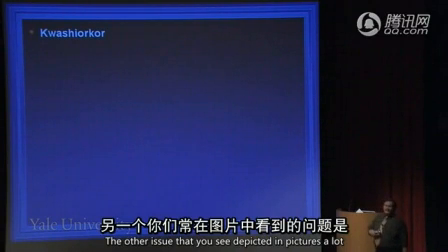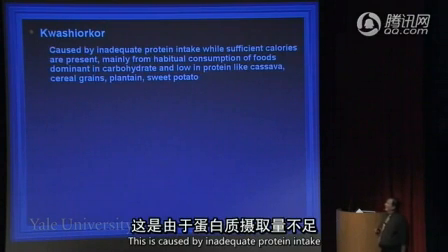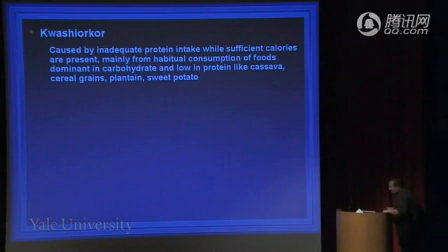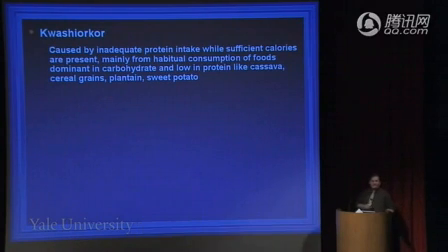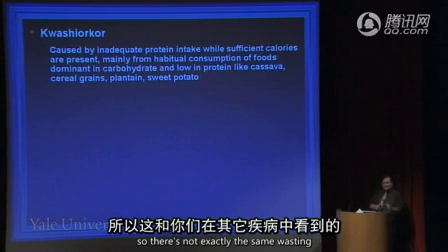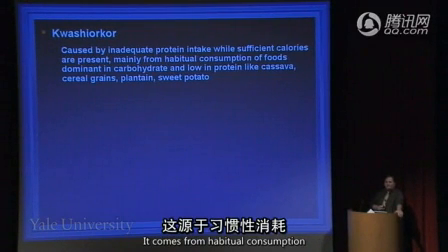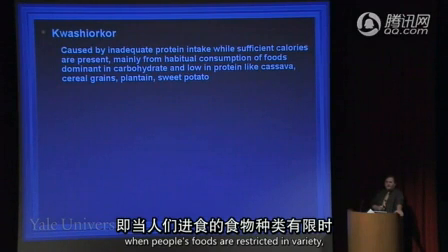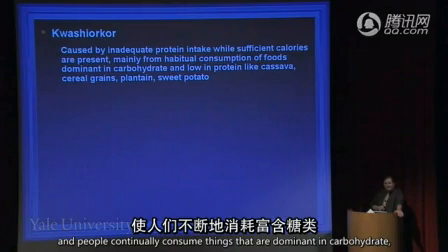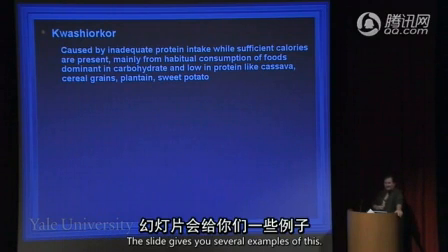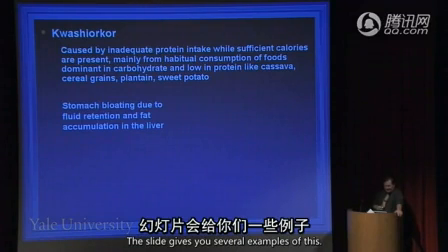The other issue that you see depicted in pictures a lot is called kwashiorkor. This is caused by inadequate protein intake while there are sufficient calories. So there's not exactly the same wasting that you see in the other diseases. And it comes from habitual consumption when people's foods are restricted in variety and people continually consume things that are dominant in carbohydrate, low in protein, and the slide gives you several examples of this.